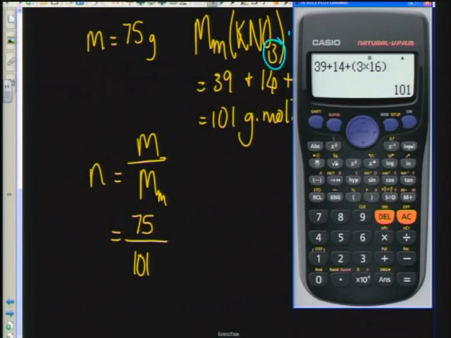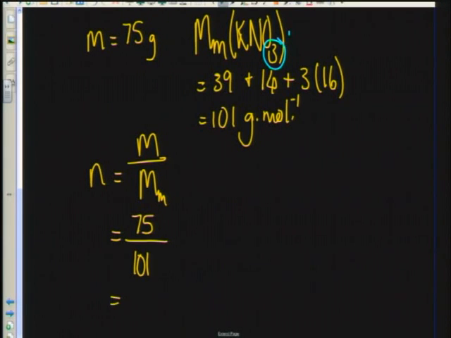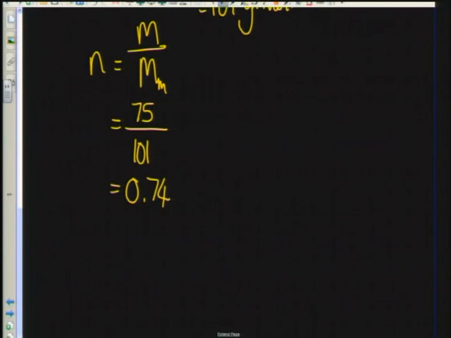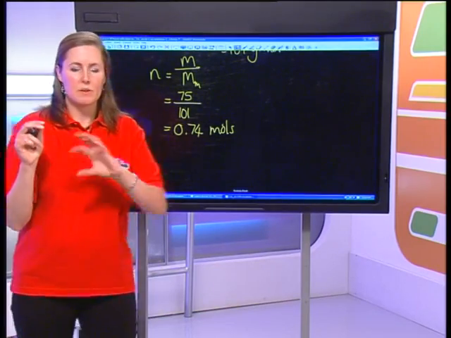Let's go across to the calculator. We'll clear those. 75 divided by 101. And we get our answer 0.74. And that would round it off. So 0.74. And we need to have our unit. It would be moles. Now that's just a recap of what we've looked at with mass and molar mass.